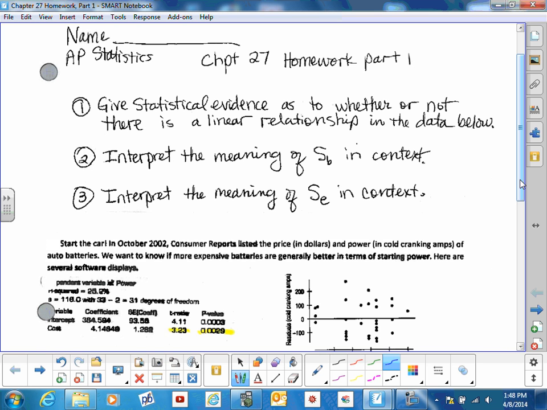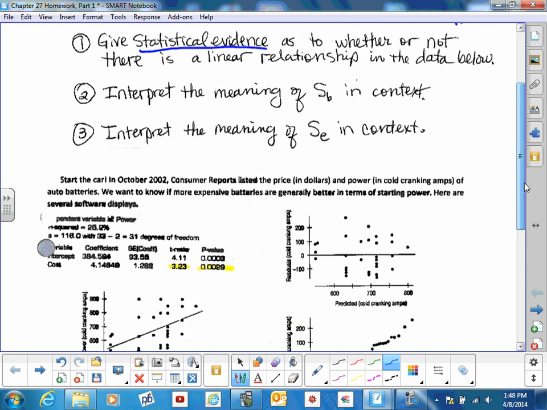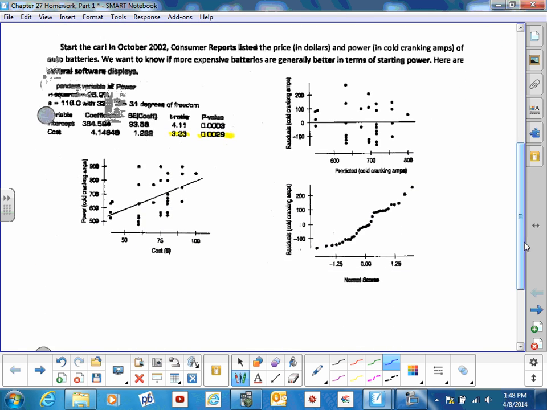Number 1, give statistical evidence as to whether or not there is a linear relationship in the data below. So what is that telling you to do? Run a phantoms model without the A. Okay? You can do this without any assumptions. A phantoms without the A. Now, you don't have individual pieces of data to put into the calculator. So let's talk about this. You need a t-value. Where is it? You need a t-value for the slope.